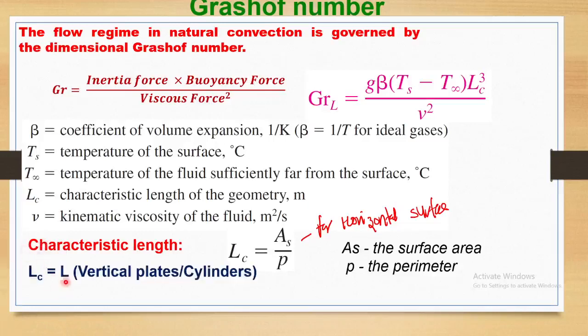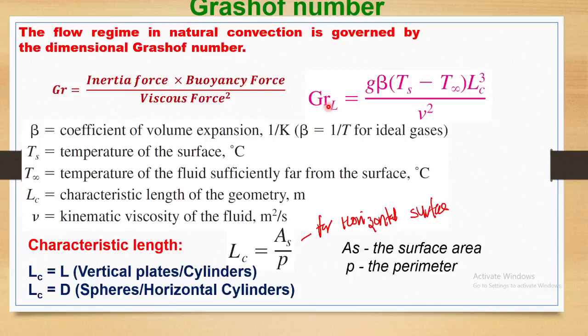Similarly, Lc will be L, that is length, for vertical surface or plates or cylinders. That is L is equal to height actually for vertical surfaces, and characteristic length will be d for horizontal cylinders and spheres. So using the value of this characteristic length for different geometry and for their different orientation, Grashof number can be calculated.